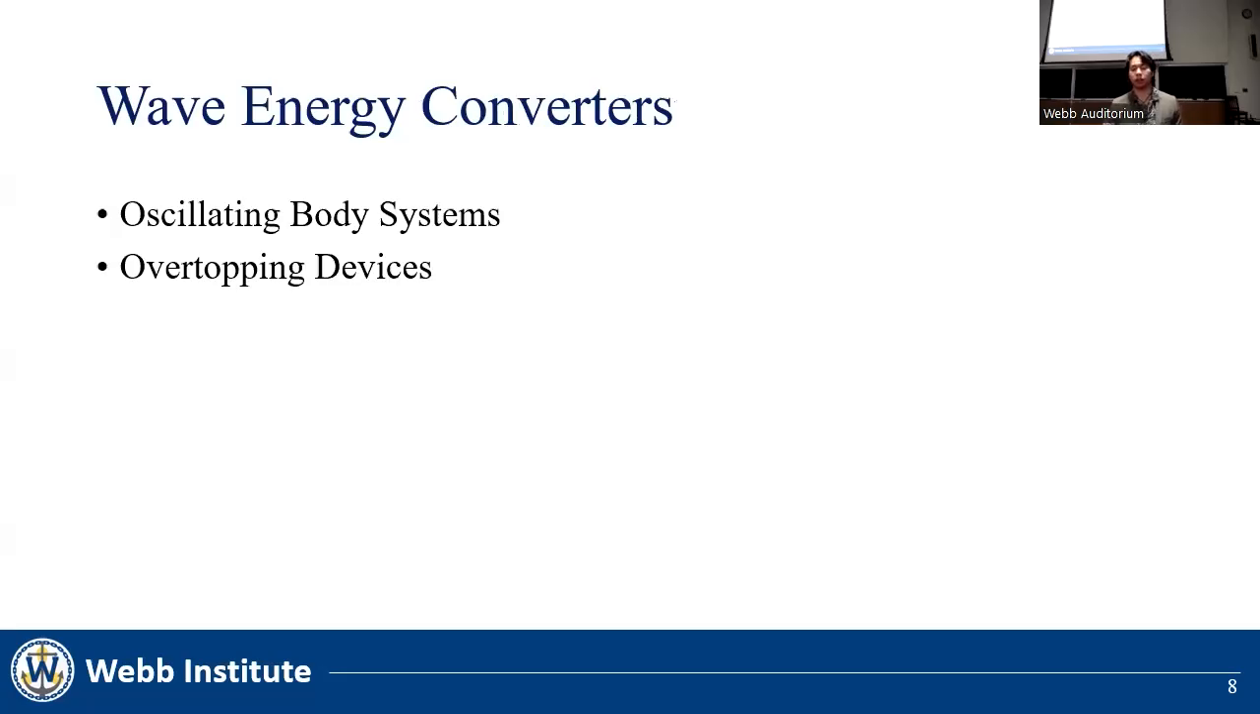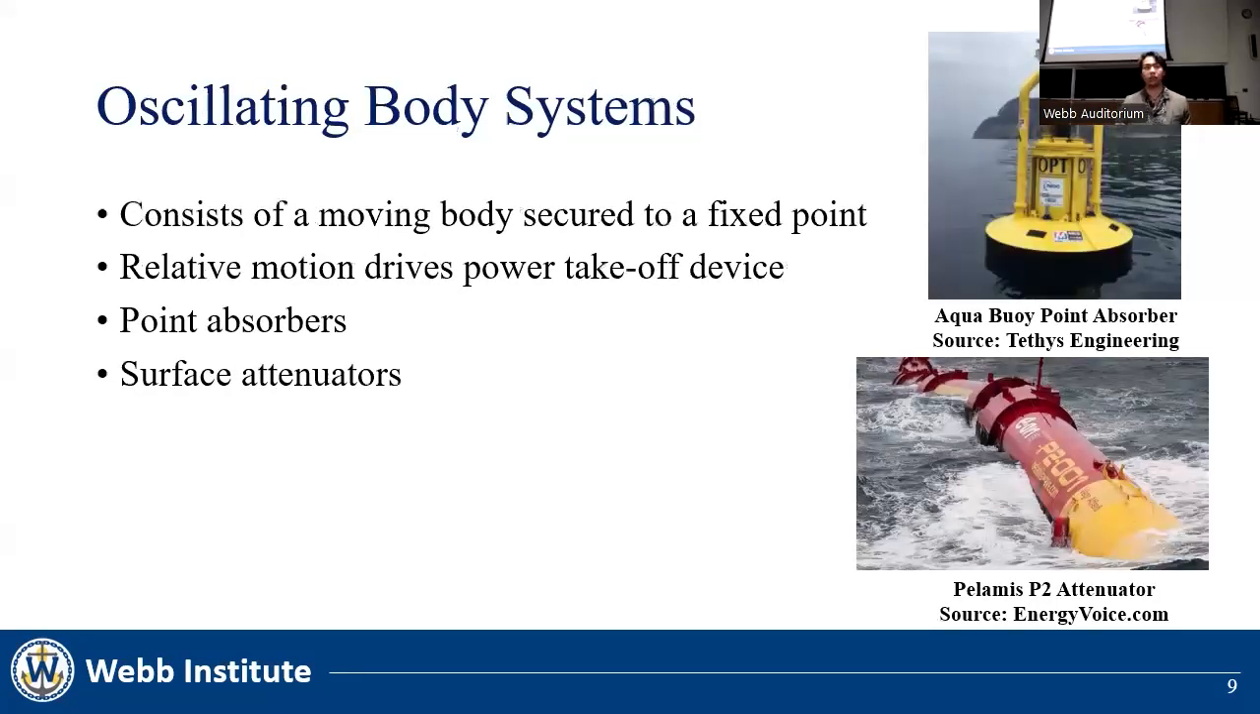So the two wave energy converter types analyzed in this thesis are oscillating body systems and overtopping devices. Oscillating body systems consist of a moving body secured to a fixed point. As this moving body encounters waves, it exhibits a relative motion to the fixed point, and this relative motion is used to drive a power takeoff device. The two types of oscillating bodies of concern in this thesis are point absorbers, as seen on the top right, and surface attenuators, as seen on the bottom right.